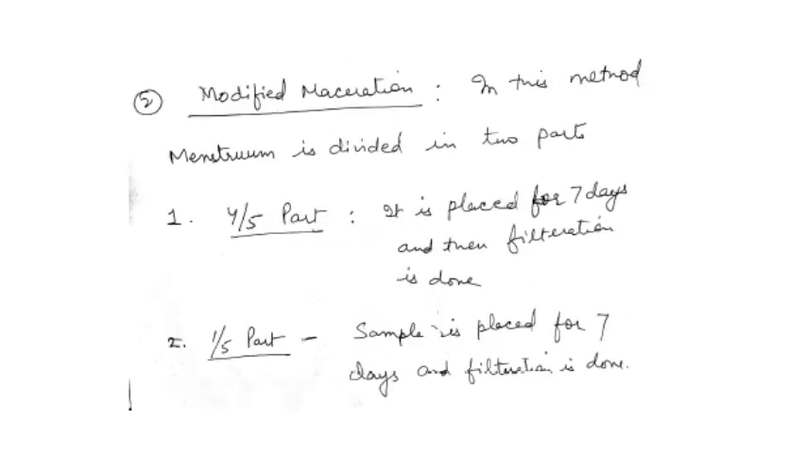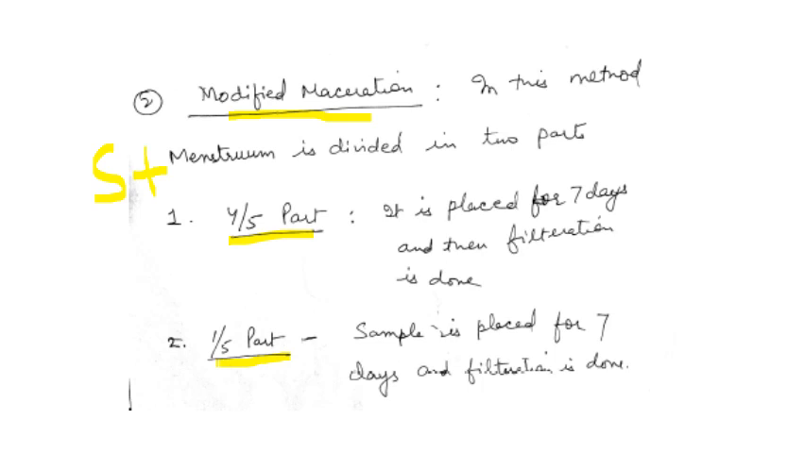So the next maceration type is modified maceration. What we do in this method is we add our sample with the menstruum, and it is divided into two parts. The first is the larger part, that is 4 by 5, and the other is the 1/5 part. So we can divide our solution: one is the maximum and one is the minimum.